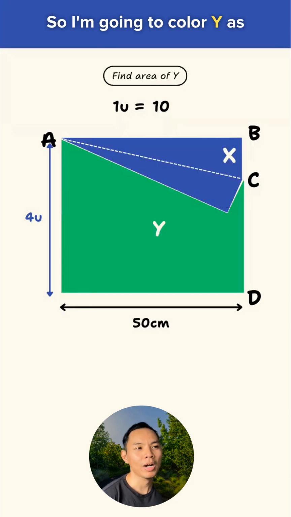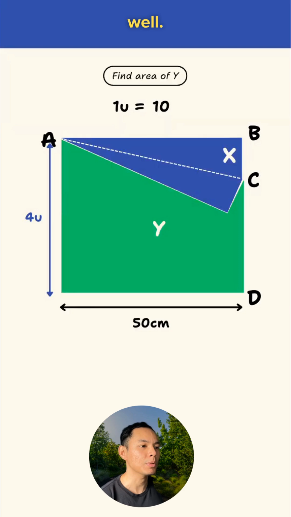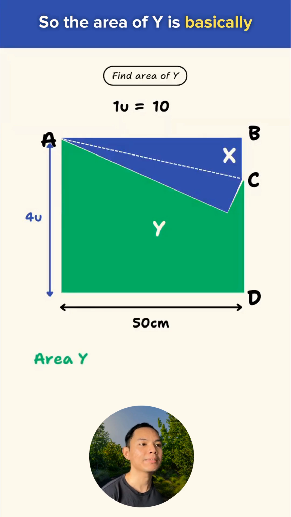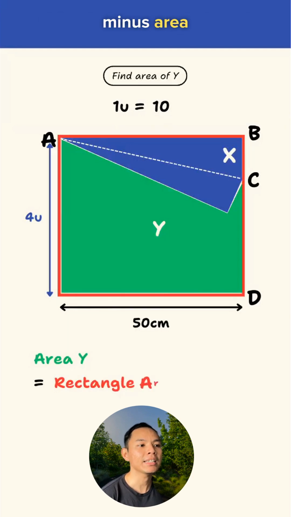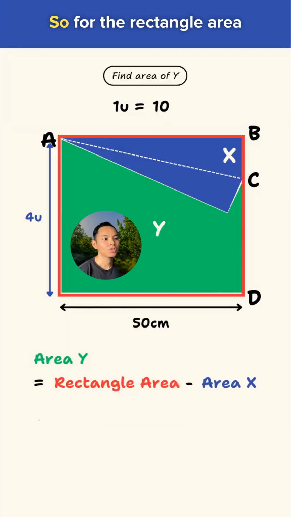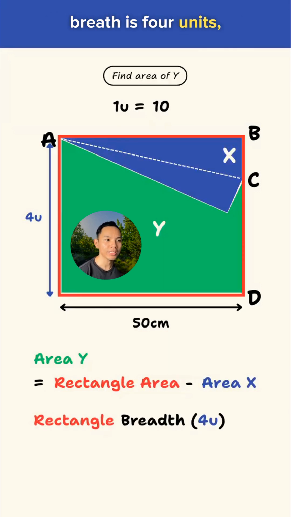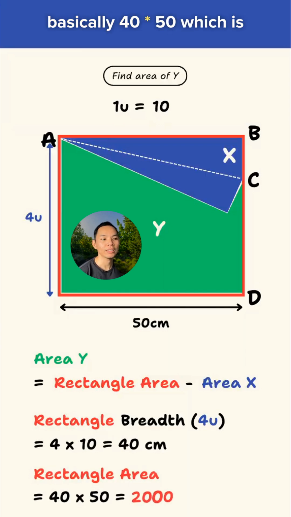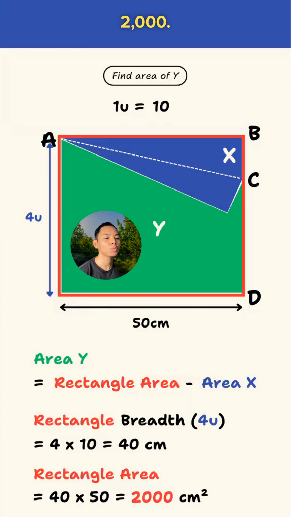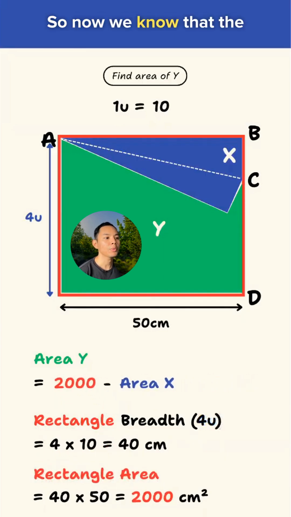So I'm going to color Y as green so it's easier to see as well. So the area of Y is basically this whole rectangle in red minus area X. So for the rectangle, the breadth is 4 units, which is 40 centimeters. Then the rectangle area is basically 40 times 50, which is 2000. So now we know that the rectangle area is 2000.